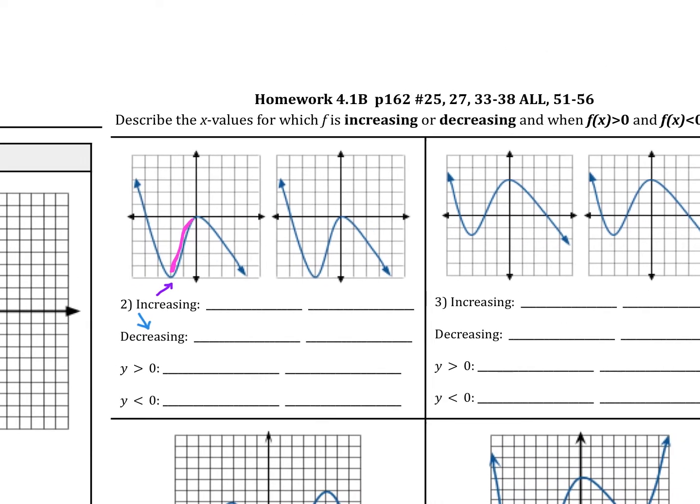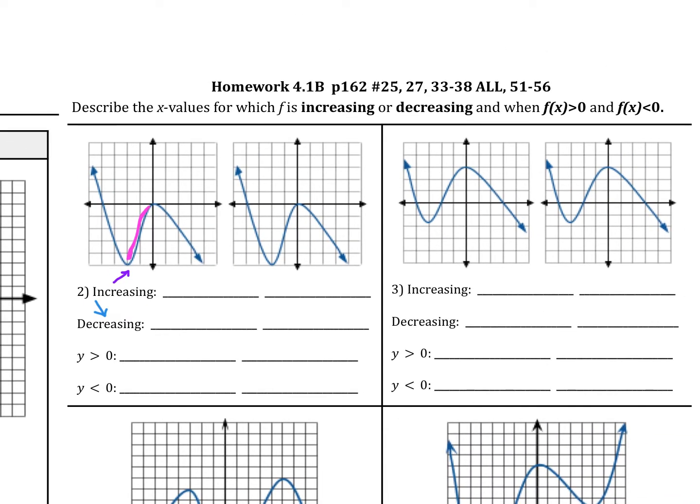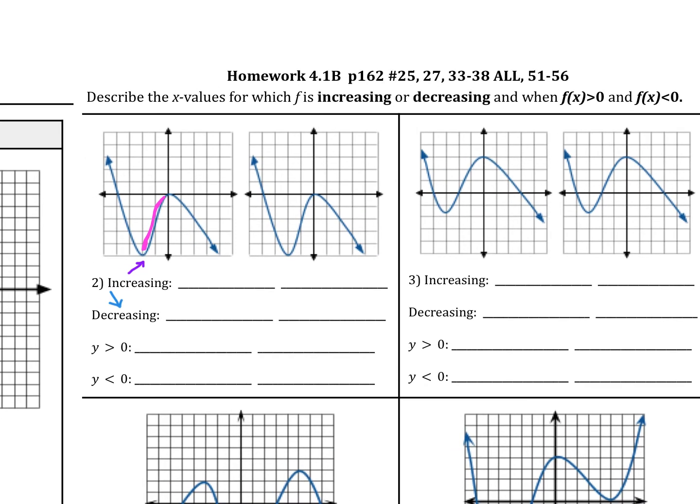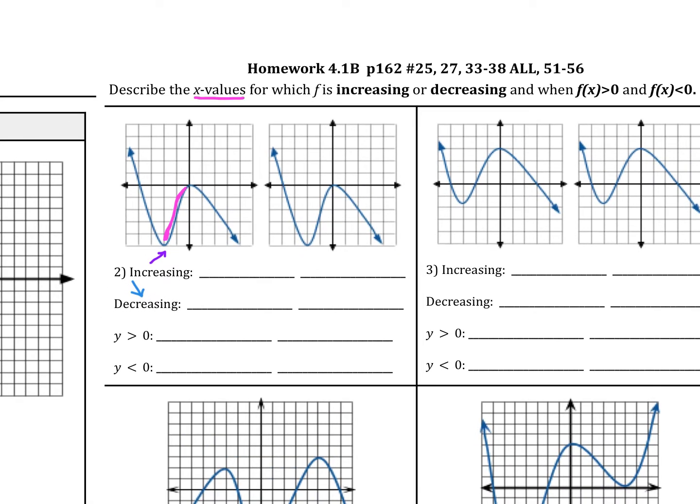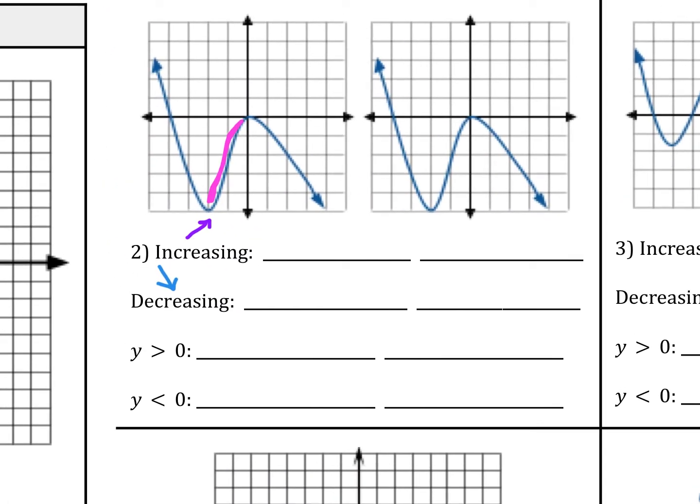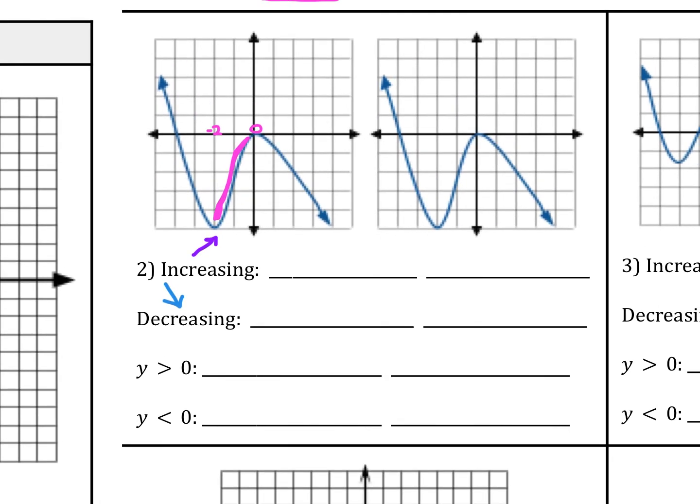Now, the directions say describe the x values for which f is increasing or decreasing, and when f of x is greater than 0, or y is greater than 0, and f of x is less than 0. So we're looking for the x values. So we see that the x value where it starts is here at -2, and then to 0. So what we can write, and we'll write this in set notation, is that it's increasing when x is between -2 and 0.